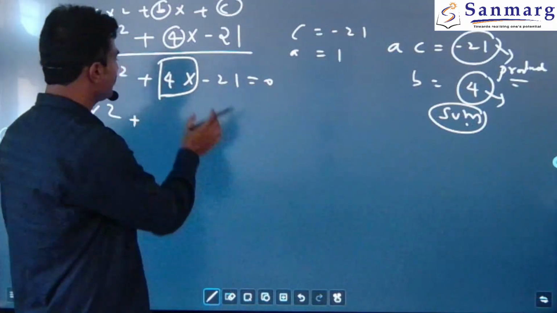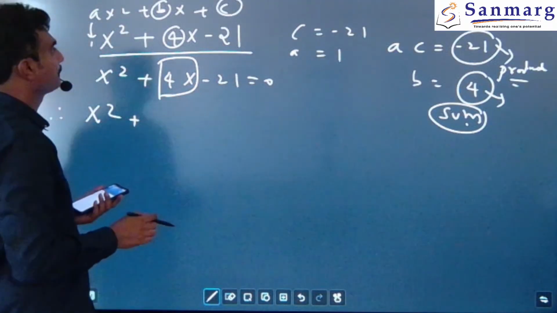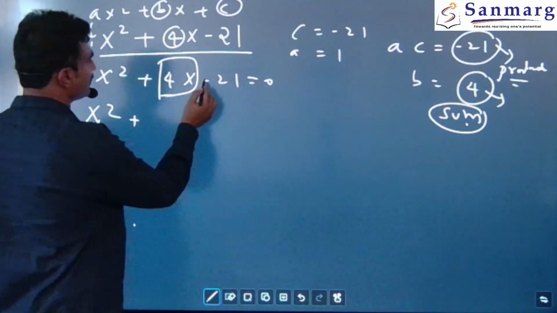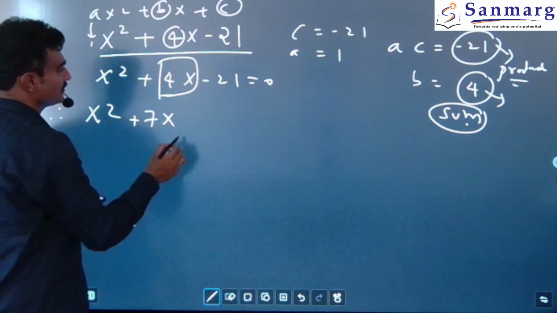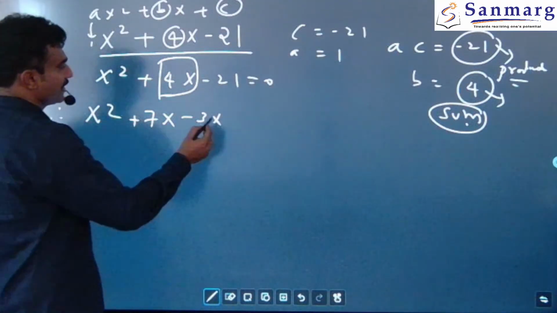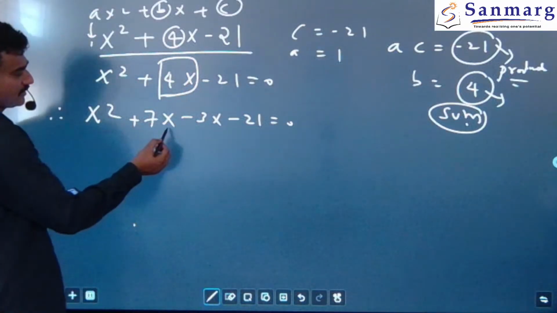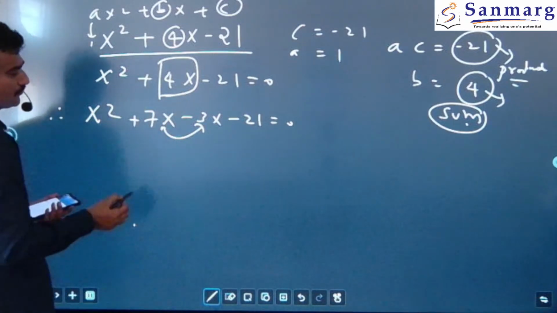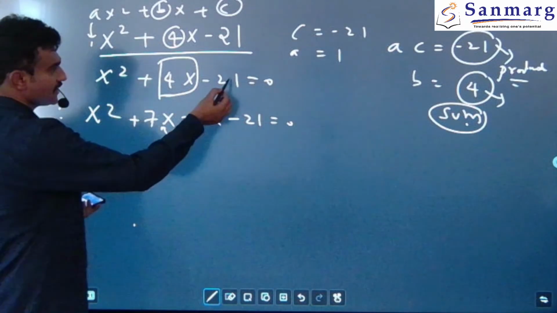We have to split the middle term such that the product should be minus 21 and the sum should be plus 4. So I can take numbers as 7x minus 3x. x square plus 7x minus 3x minus 21 equal to 0. 7 minus 3 is plus 4, and 7 into minus 3 is minus 21.